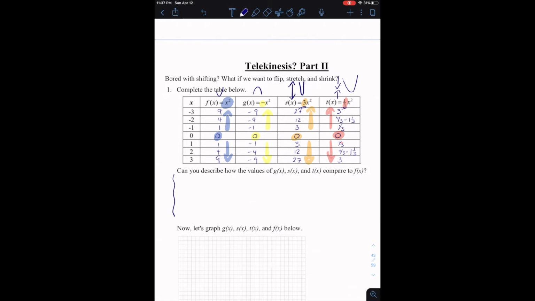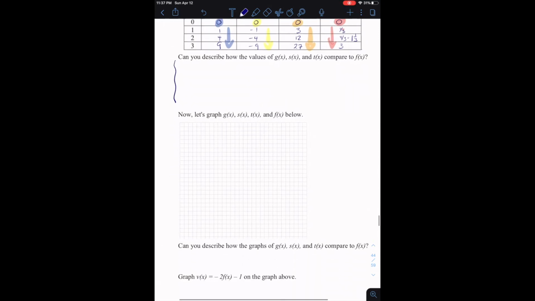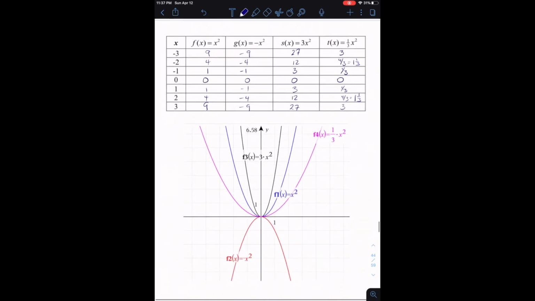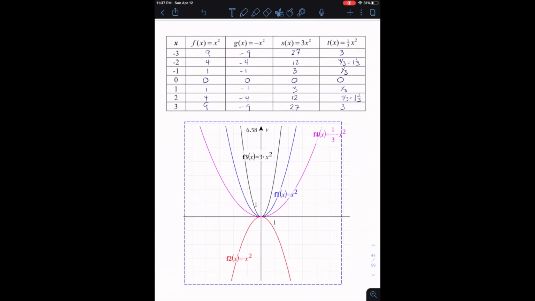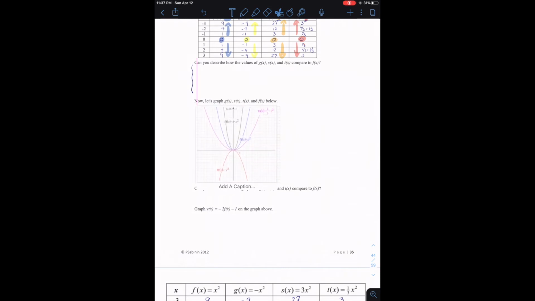So I'm going to let you write this out as you describe how these different operations are impacting the value of the squaring function. All right, then we're going to look at the graphs. And again, I've prepared the graphs. Let's grab those and put them in here.